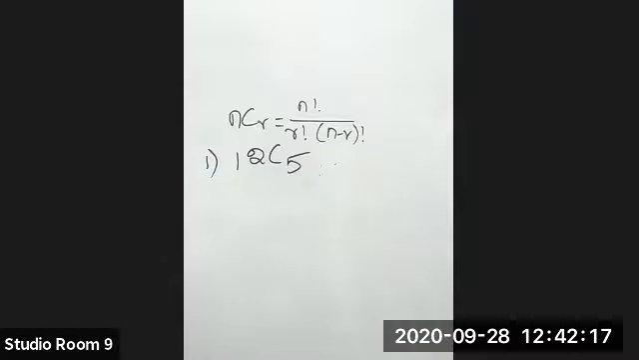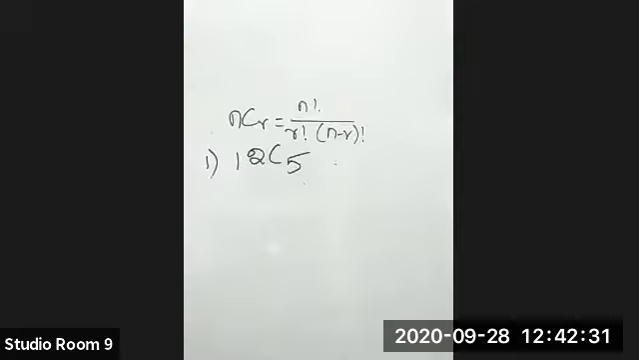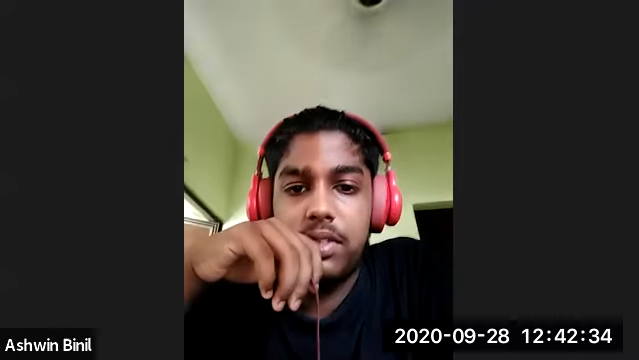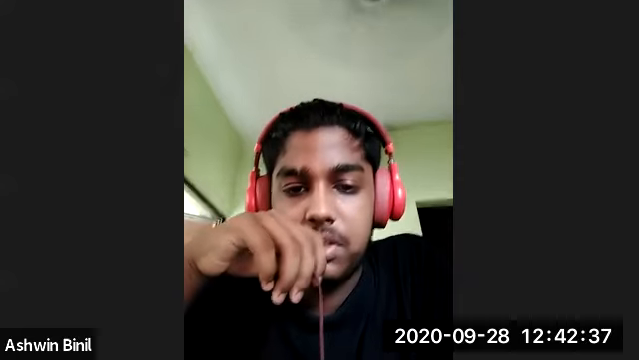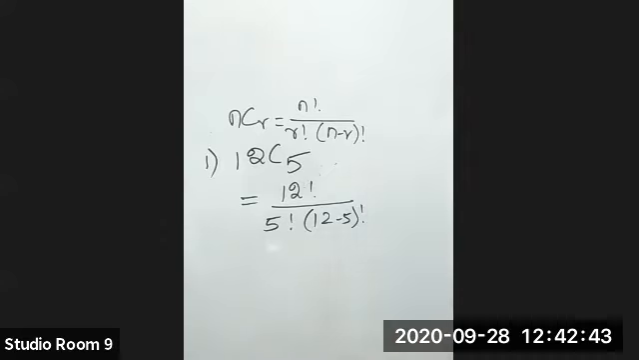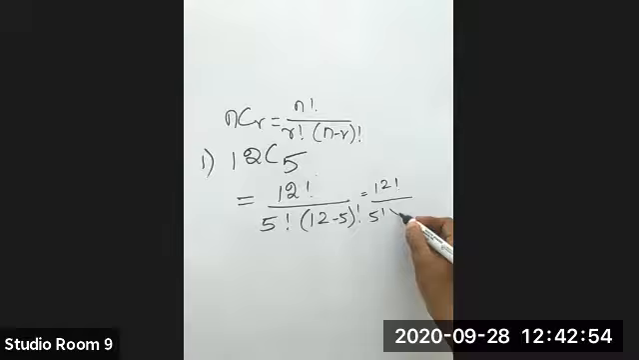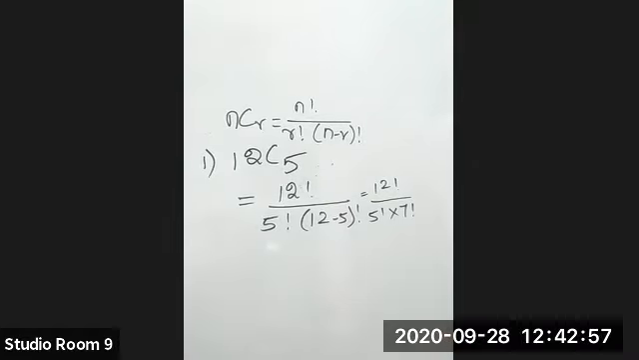Ashwin, tell me, in the place of n, what do you have here? 12. Okay, good. R? 5. So when you apply the definition, what will you get? 12 factorial by 5 factorial into 12 minus 5 factorial. Which is the same as 12 factorial by 5 factorial into 7 factorial, since 12 minus 5 is 7.